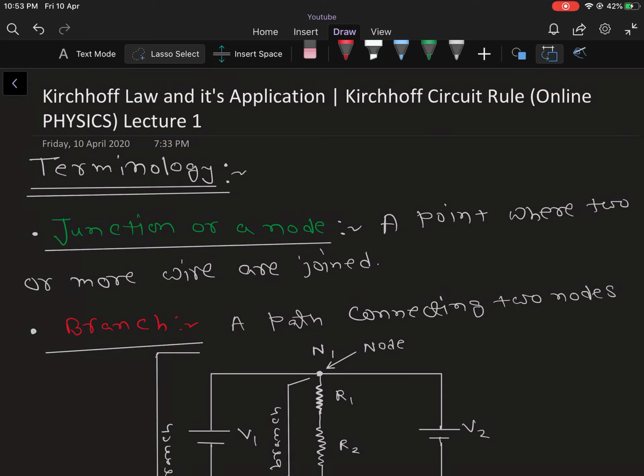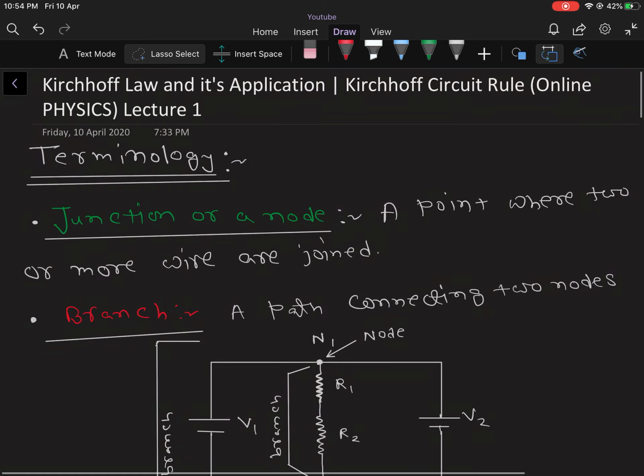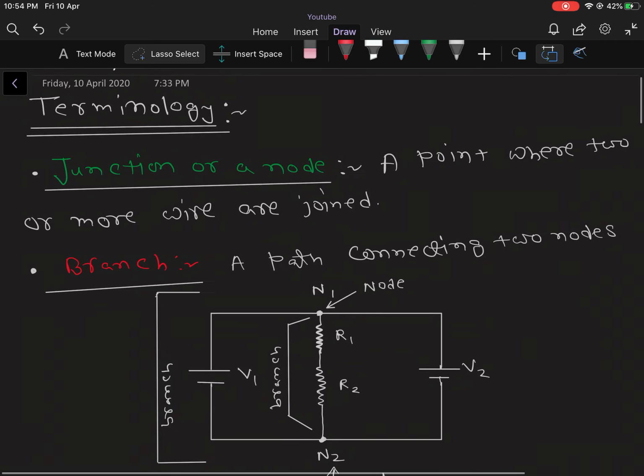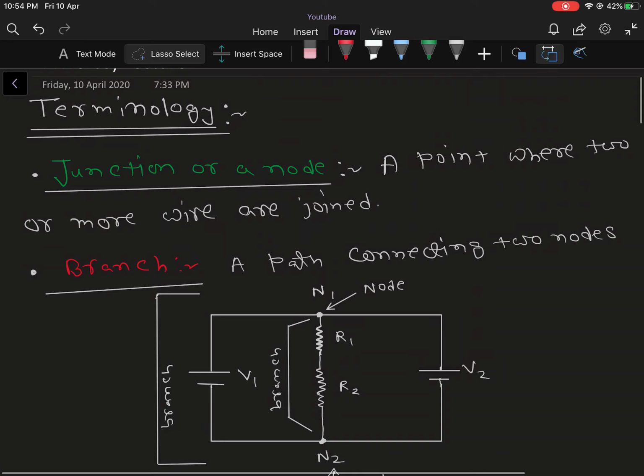In this video we are going to learn how to apply Kirchhoff's law, and in the next lecture we will see some applications or examples. So before going to Kirchhoff's law, let us learn some terminology.